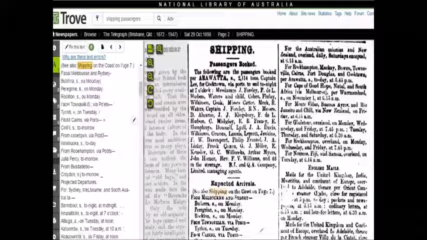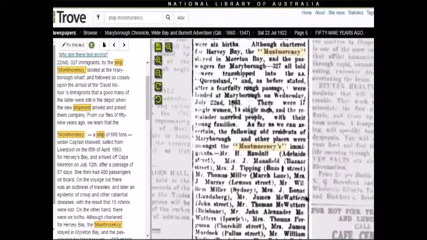The mail ships, they also carried passengers. So if you think it stopped at a number of places and you've got someone who maybe came from India, look at the mail ships because quite often it'll tell you passengers' names.